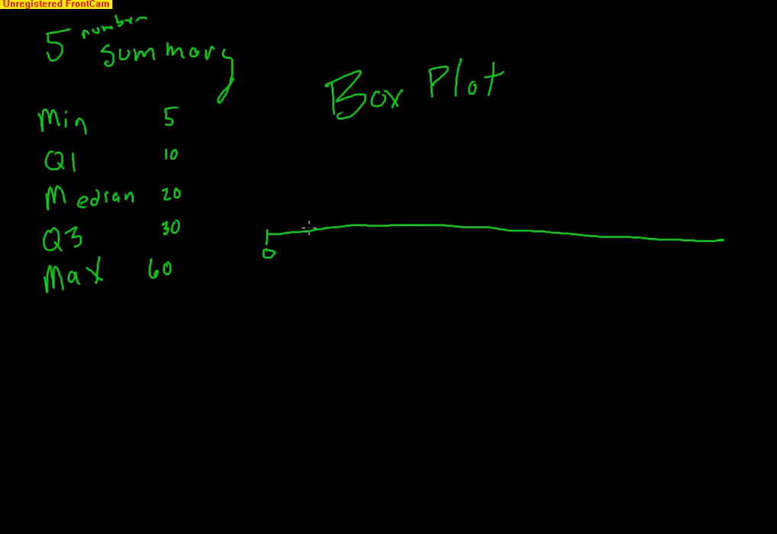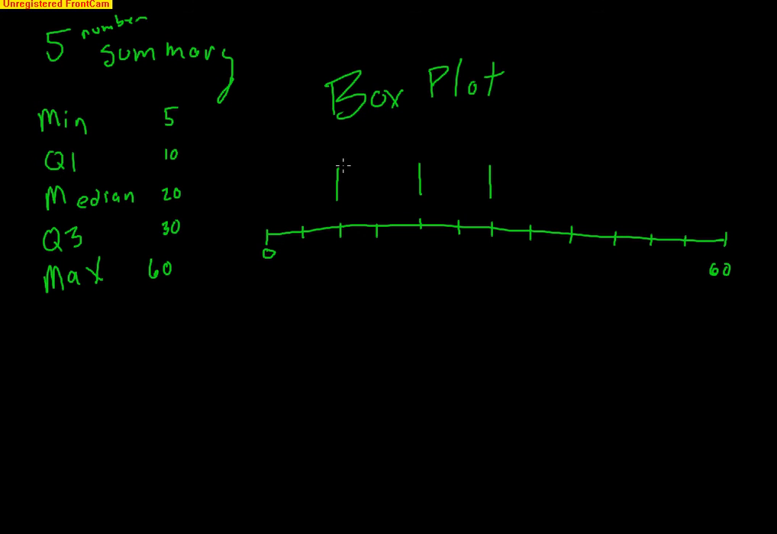And we're going to start at 0 and go 5, 10, 15, 20, 25, 30, 35, 40, 45, 50, 55, 60. And first off, we put a line at our median. So 5, 10, 15, 20. So put a line. That's your median. Then you put another line at the first quartile. 5, 10. Here's our first quartile. Then you put another line at the third quartile. So 5, 10, 15, 20, 25, 30.